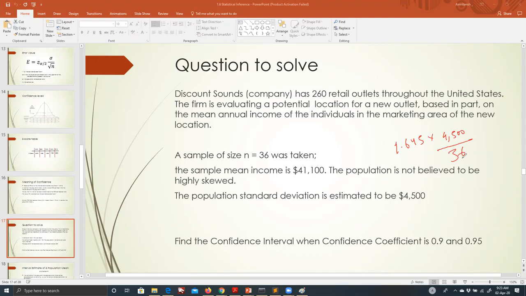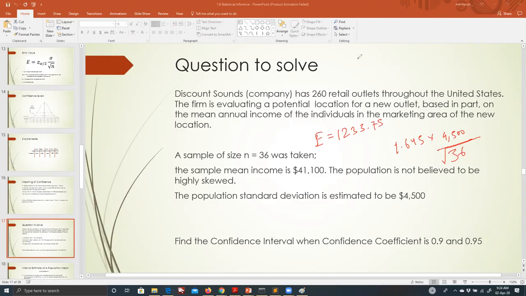How much is this? Under root of 36. You have the square root of 36, right? 6. So 750. Sorry, you are right. Sorry, my bad. Yeah, equation was here. So total value is 750 into 1.645. So 750 into 1.645 is 1233.75. Yeah, just make sure the math is correct.